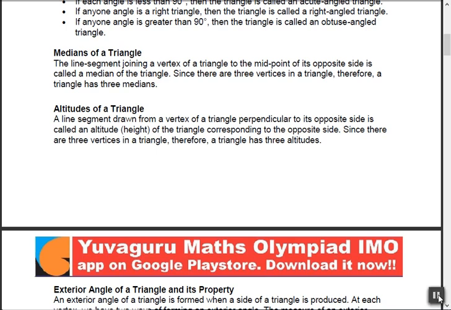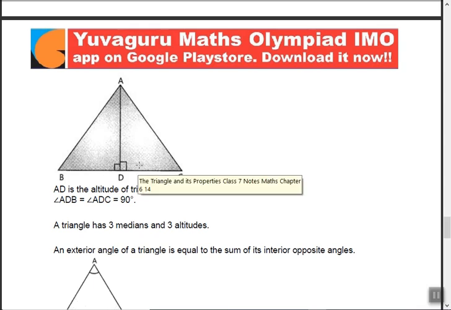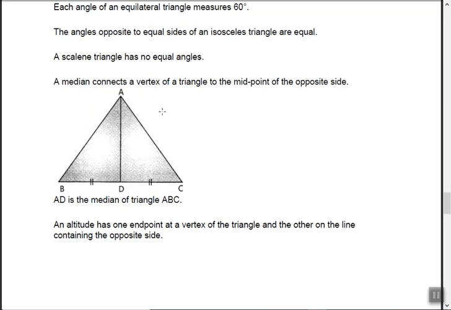Okay. Next is altitude. A line segment drawn from a vertex of a triangle perpendicular to the opposite side is called the altitude. Means what? See this, AD. It is the altitude. Why? Because it is perpendicular to BC. Always remember. And median means what? This AD is a median because it's not perpendicular, it is bisecting BC. So that's the difference between median and altitude.